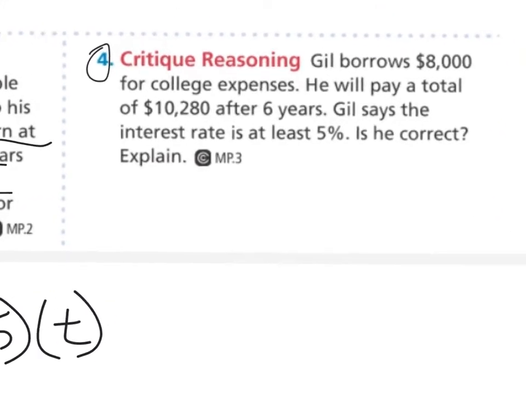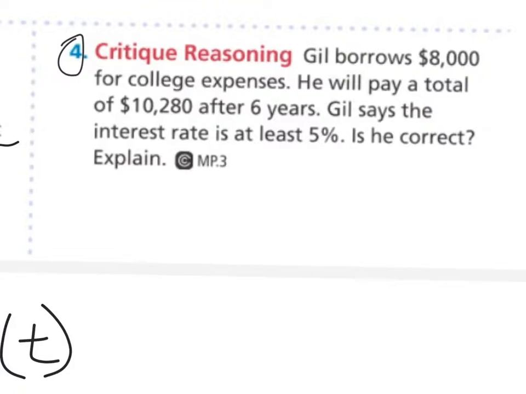Number 4, Jill borrows $8,000 for college expenses. He will pay a total of $10,280 after 6 years. And he says the interest rate is at least 5%. Is he correct?